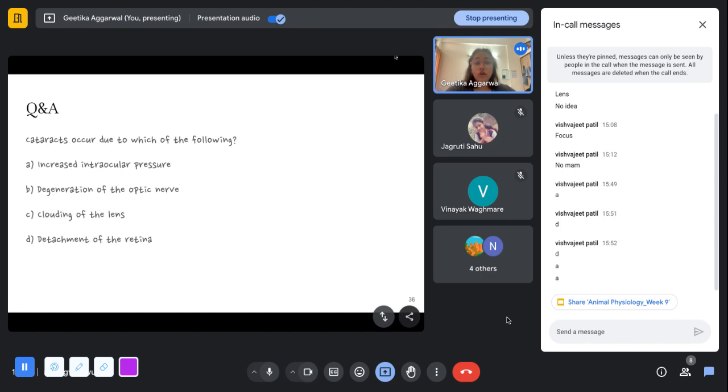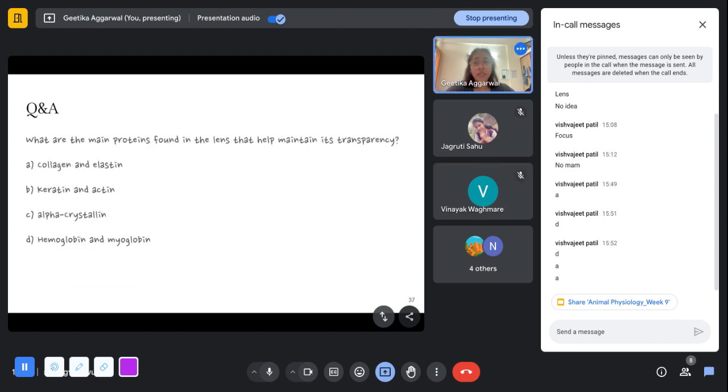Cataract occurs due to which of the following? This should be very easy. Clouding of the lens. Correct. So, the correct answer is clouding of the lens.